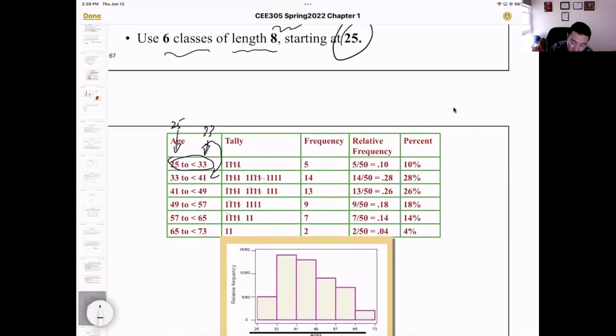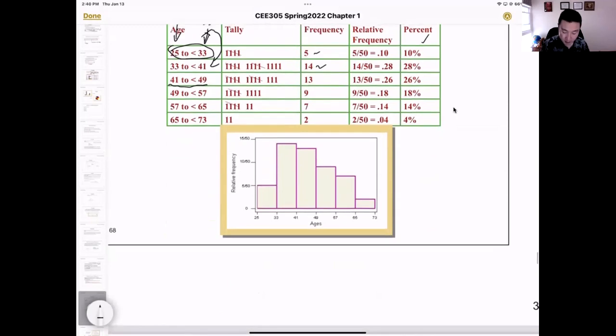So we have 5 professors between 25 and 33, 14 between 33 and 41. Again, if the age is 41, it belongs here, 41 to 49. So we can calculate the relative frequency and also the percent. Finally, we can plot the histogram here. From 25 to 33, we have 5 over 50.